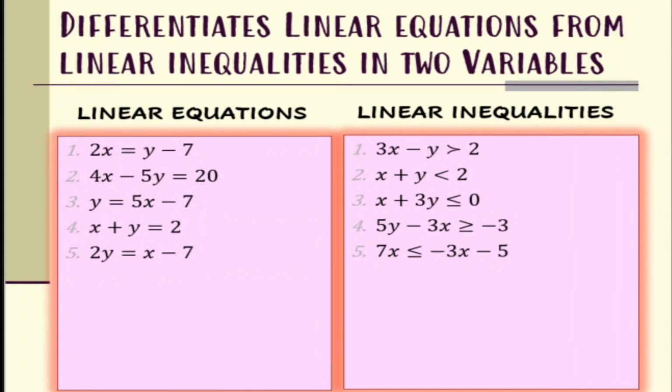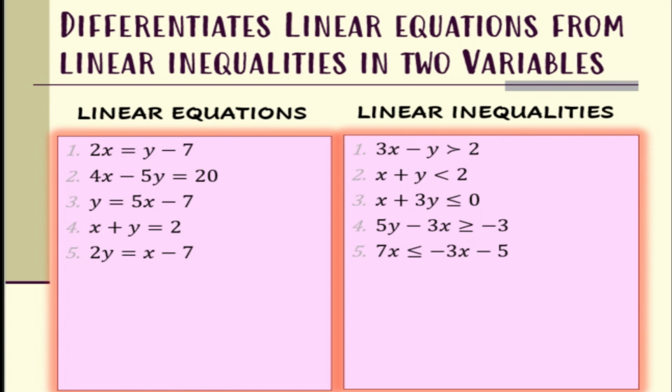Here are some examples of linear equations and linear inequalities. For linear equations, we will be using the equal sign for each equation. For number 1, we have 2x equals y minus 7. Number 2, 4x minus 5y equals 20. Number 3, y equals 5x minus 7. Number 4, x plus y equals 2. Number 5, 2y equals x minus 7.